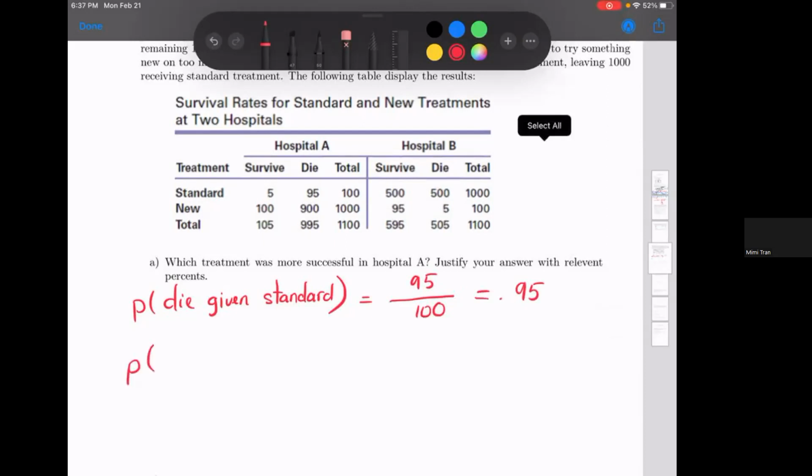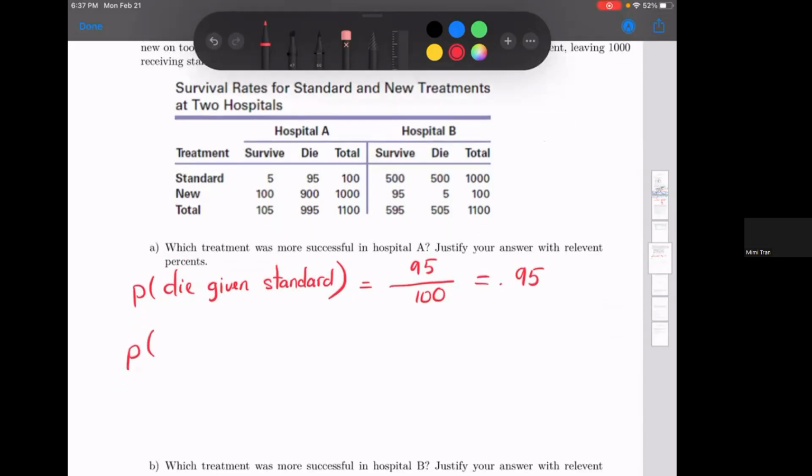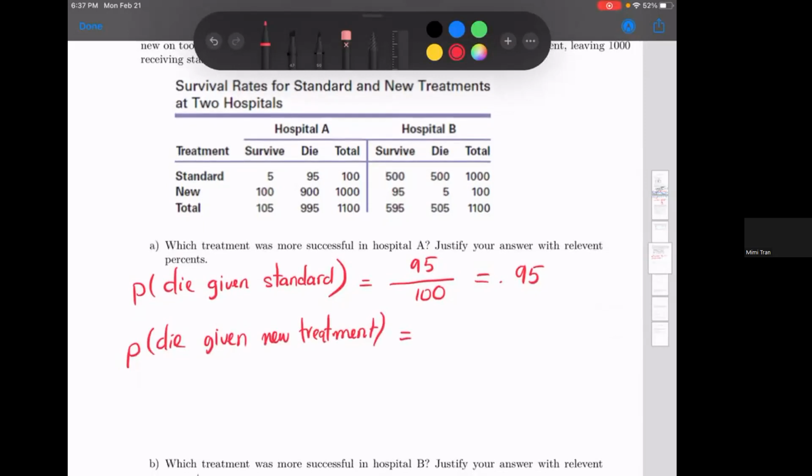Why do I divide it by 1,100? Yeah, we only talk about standard, right? So you're given standard. That's the condition. Given standard. So I don't want everything. I just want the standard row. So probability of die given new treatment. Let's see, die given new treatment is 100 out of 1,000, which is 0.1. Yeah, so 10%, right? So here is 95%. Over here, 10%. So which one is better?